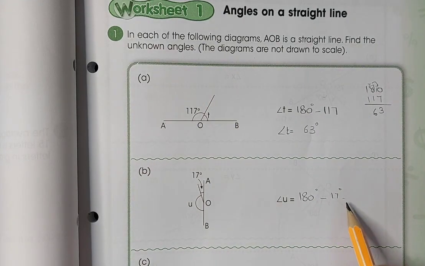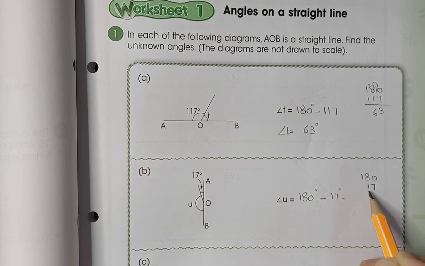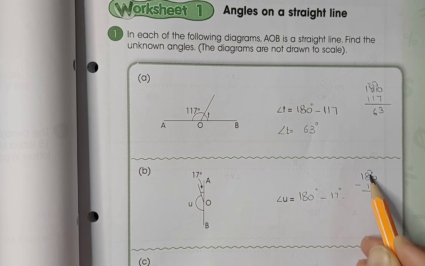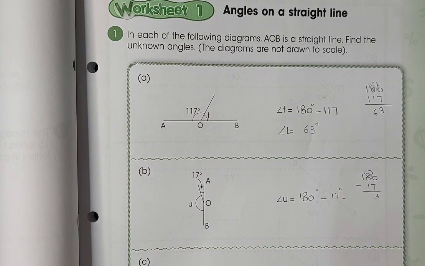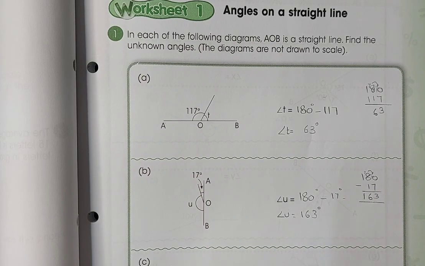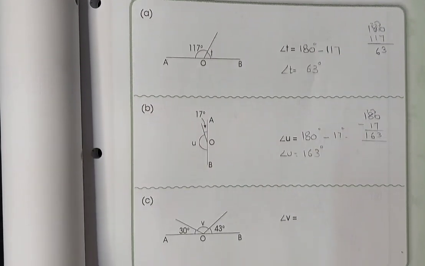So what will our answer be when we subtract 180 and 17? Subtract, then again 10 minus 7 is 3, 7 here, 7 minus 1 is 6. And then 1 we have to carry down. So angle U is equal to what? 163 degrees. Okay, now move on to part C.